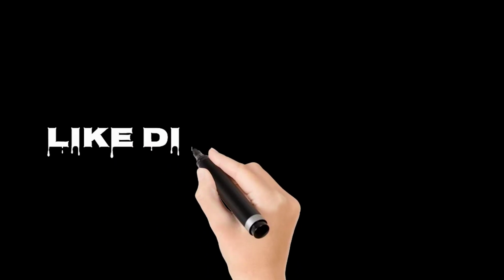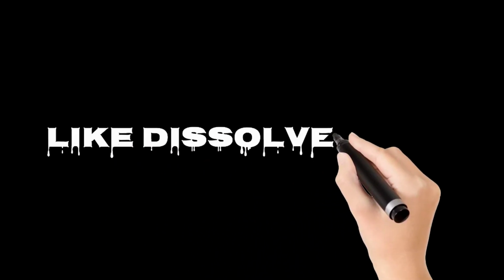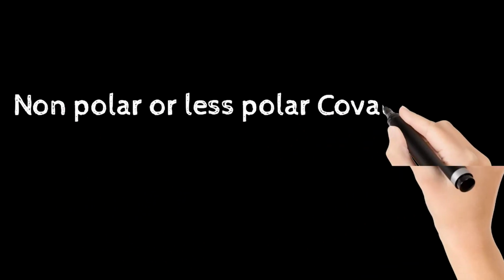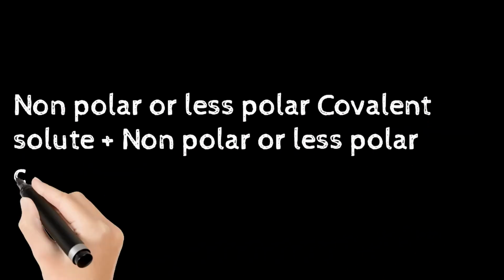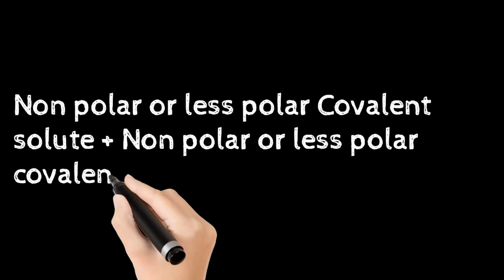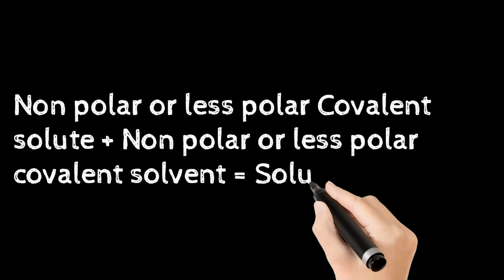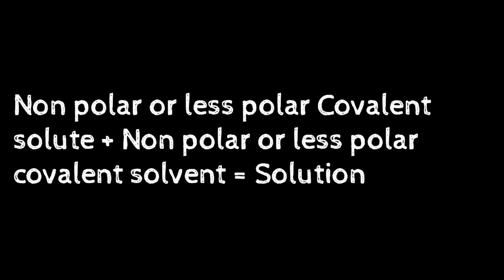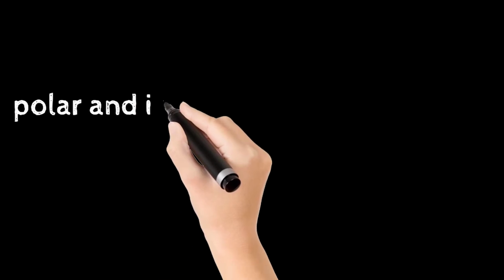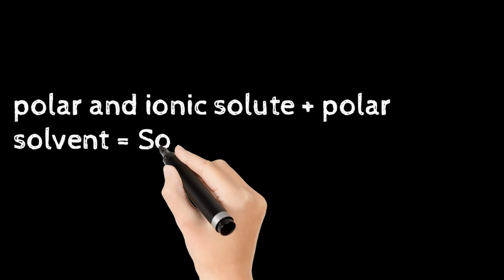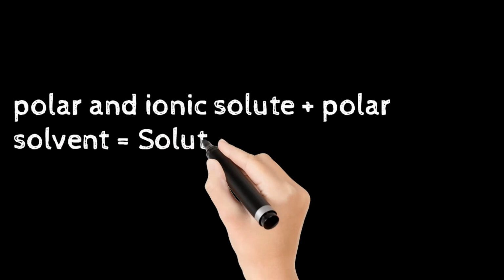As we know, the rule "like dissolves like" means non-polar or less polar covalent compounds will dissolve in a non-polar or less polar covalent solvent, and polar and ionic substances will be soluble in polar solvents.